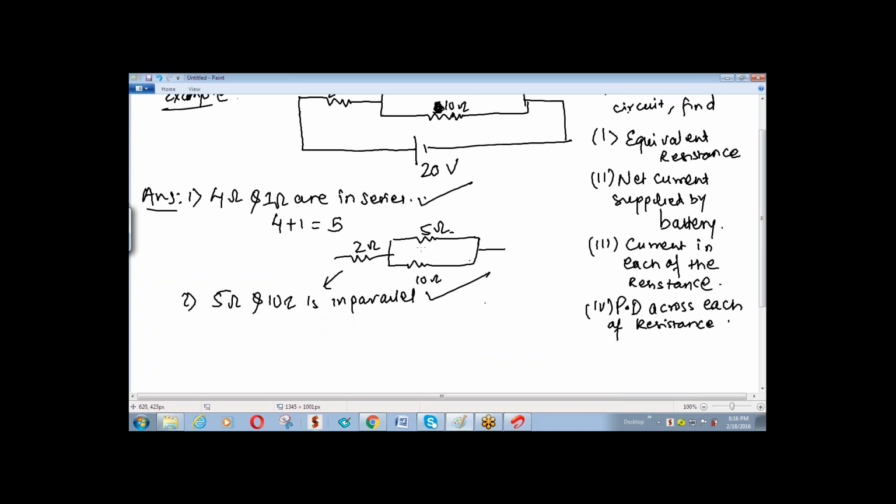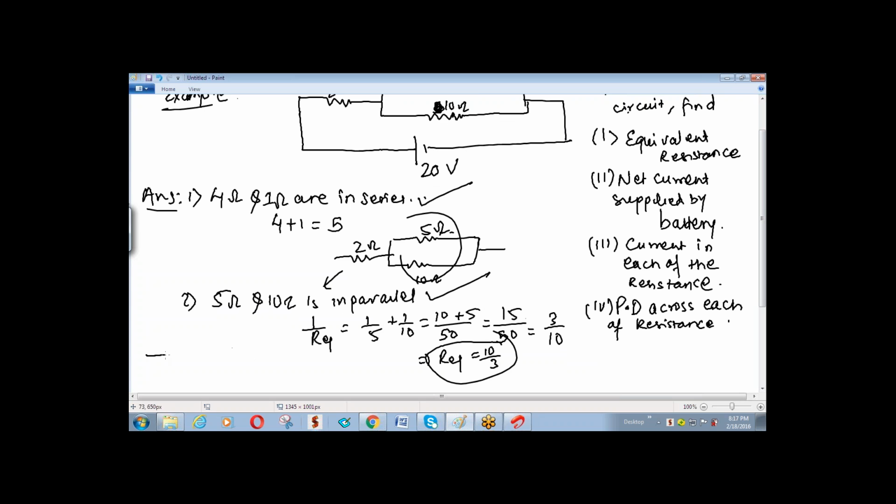So if they are in parallel, instead of these two, what can I write? 1 by R equivalent is equal to 1 by 5 plus 1 by 10. That is 10 plus 5 upon 50, right? So that will be 15 upon 50. If the calculation is correct, so 3 upon 10. So R equivalent will become 10 upon 3. So instead of this 5 and 10, can I replace these two by only one resistance, that is 10 by 3, and this is my 2. Any doubt till this point?